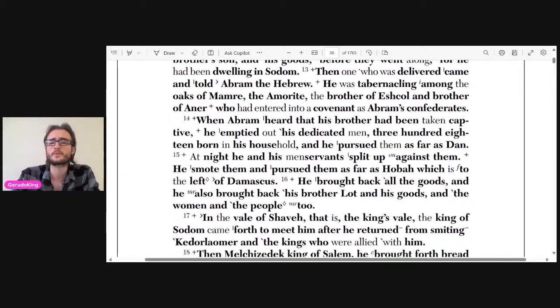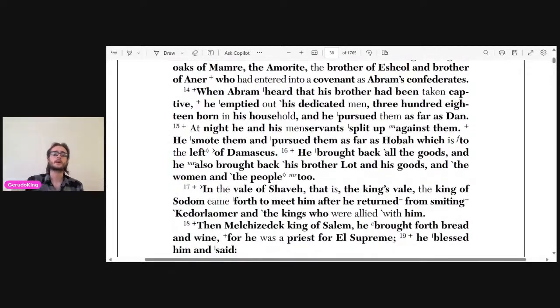When Abram heard that his brother had been taken captive, he emptied out his dedicated men, 318, born in his household, and he pursued them as far as Dan. At night he and his manservants split up against them. He smote them and pursued them as far as Hobah, which is to the left of Damascus.